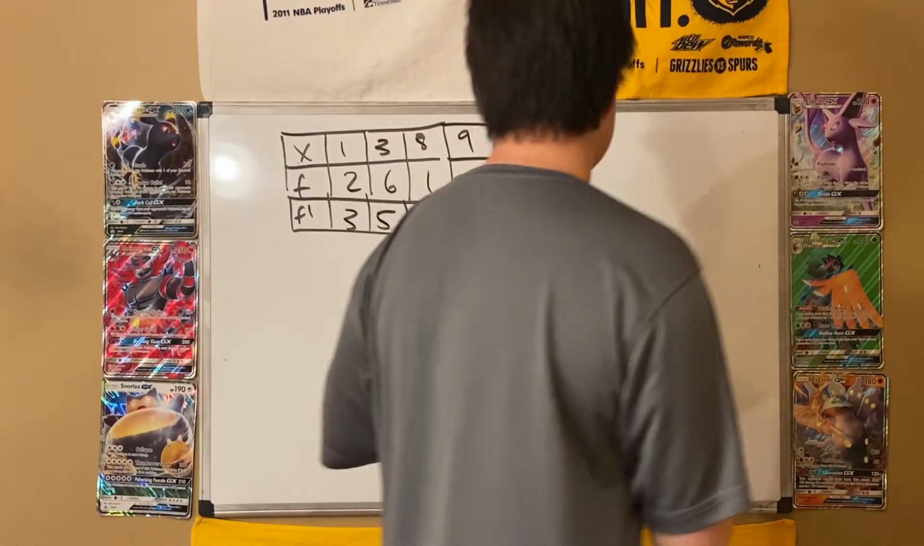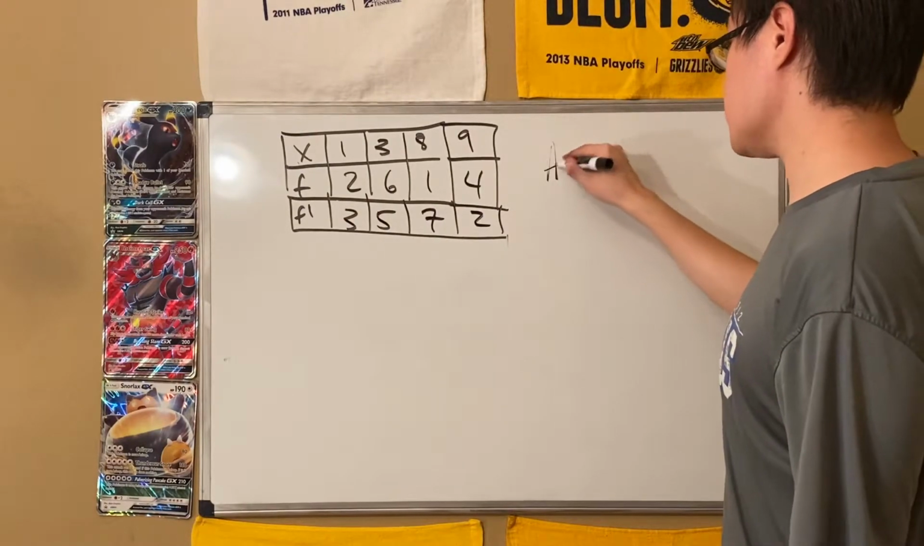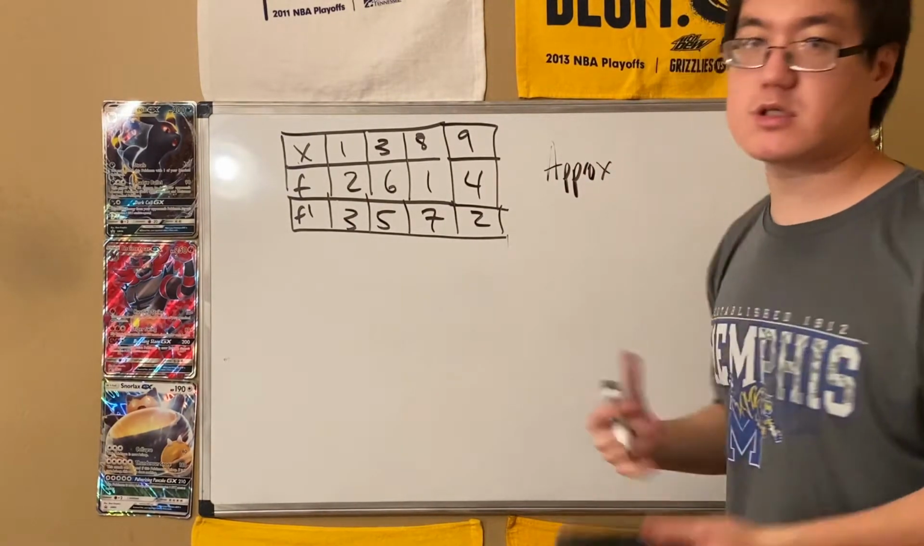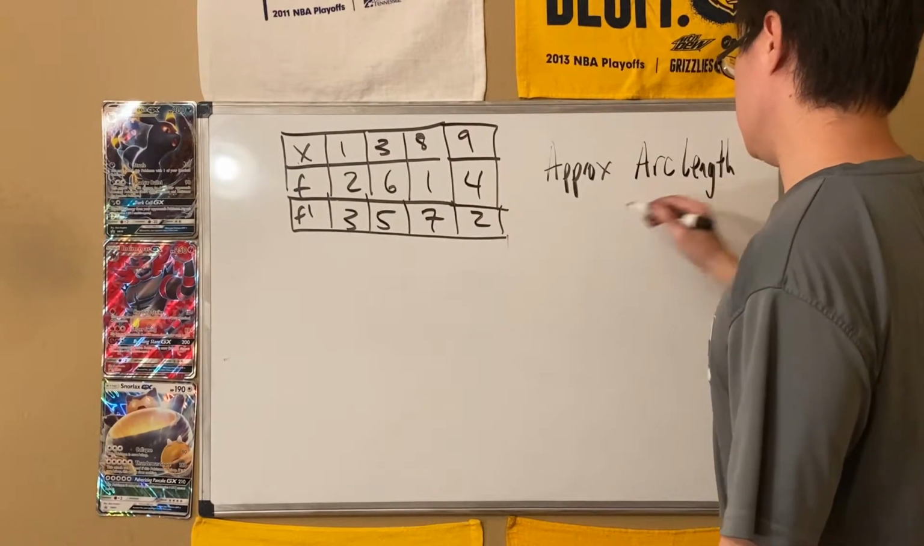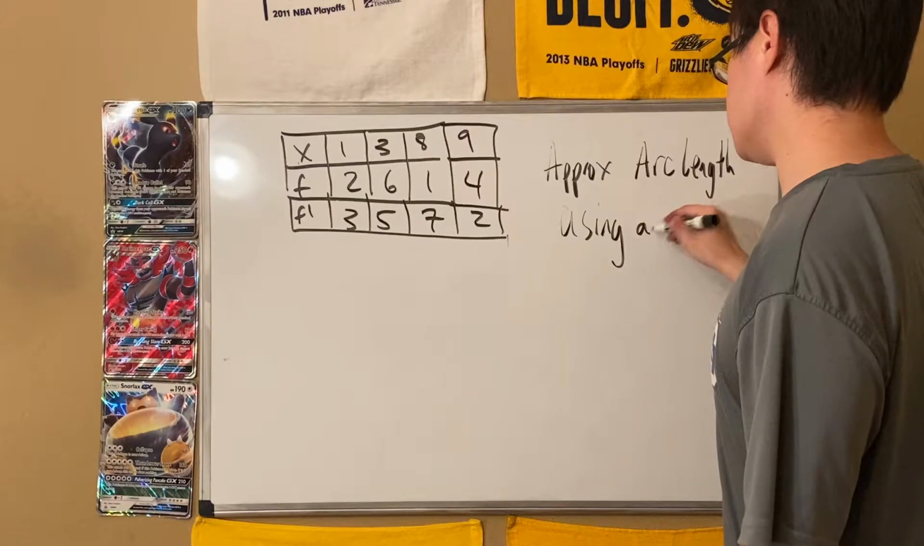So this is going to be my table. And what I'm going to try to do is approximate the arc length, which is the formula we've been practicing, using a Riemann sum. And we'll choose right Riemann sum.